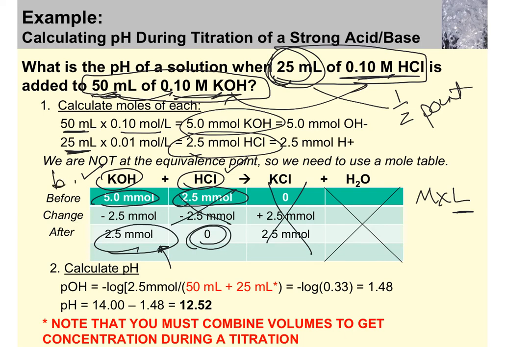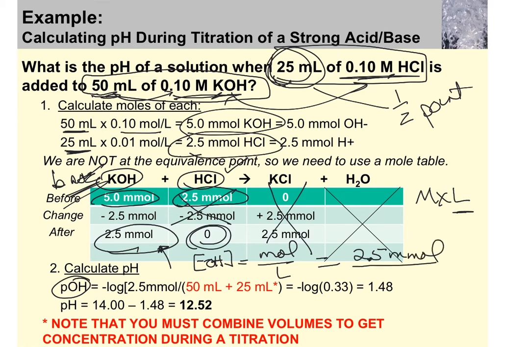Since this is a base left over, we're going to be finding pOH first, which is the negative log of the concentration of OH. How do we get the concentration of OH? Okay, so remember, what is concentration? It's moles over liters, right? So 2.5 millimoles. Remember, if you keep it in millimoles, but you have your volume in milliliters, you get molarity. So what is the milliliters?